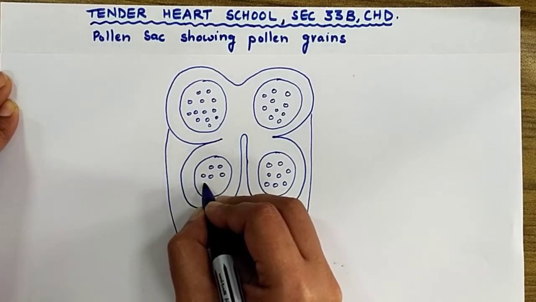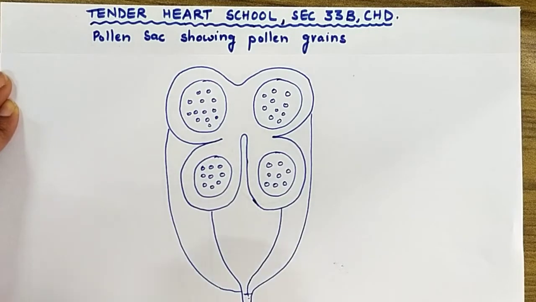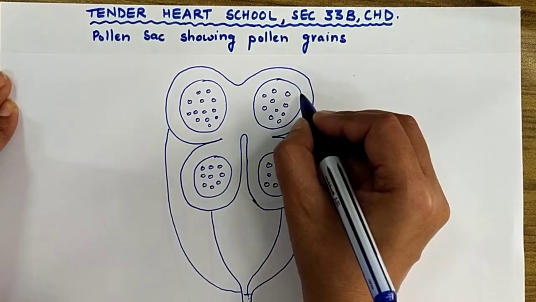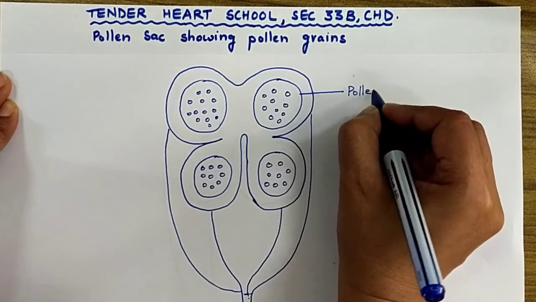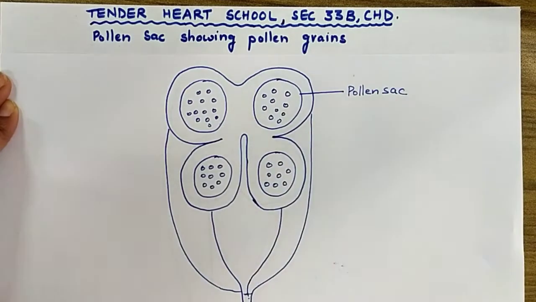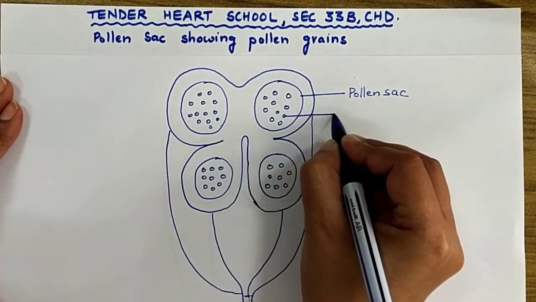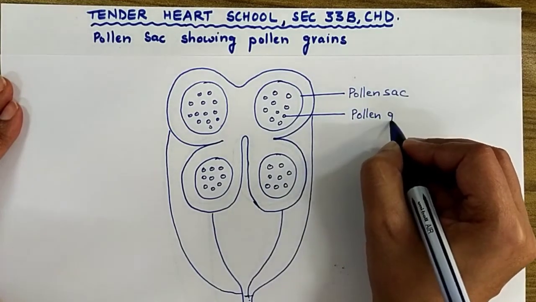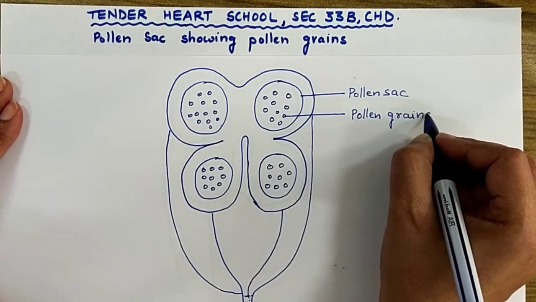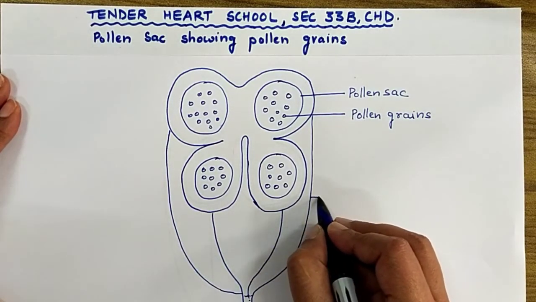Anther is the part of the stamen, right? So let us just label this one. So this is your pollen sac. These are the pollen grains. Pollen grains otherwise are yellow colored powdery substance, right? So this we have made as the anther.